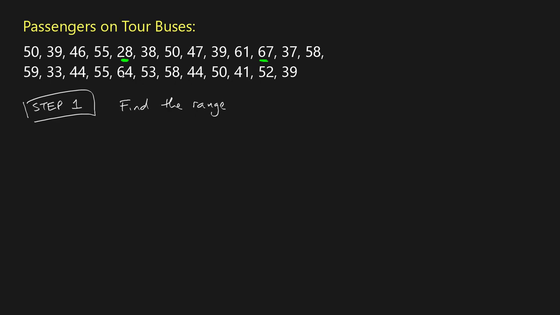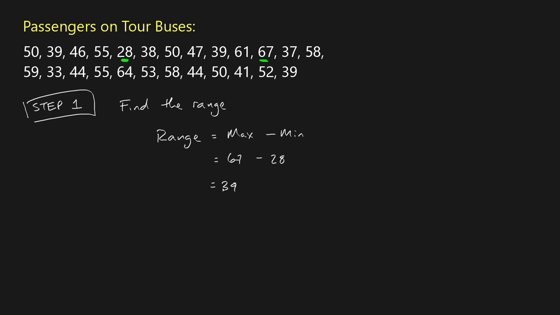No, chapter 4. The range looks like this. It is your maximum score minus your minimum score. So in our case, that is a 67 minus a 28, and that comes out to be 39. So between the smallest amount of passengers on the bus, which was 28, so the least packed bus, to the most packed bus, 67, there was a difference of 39 passengers.